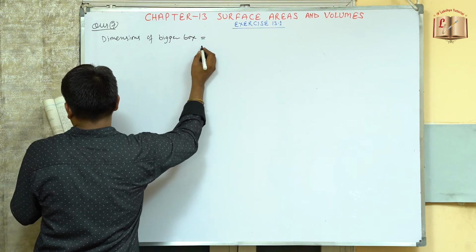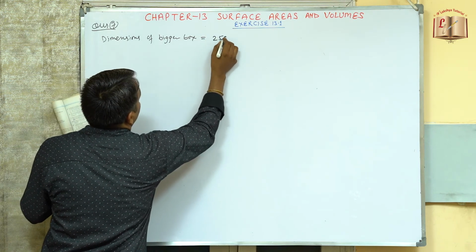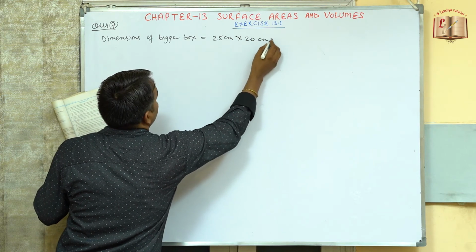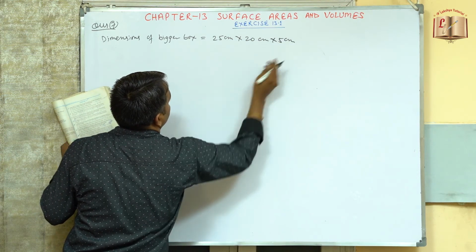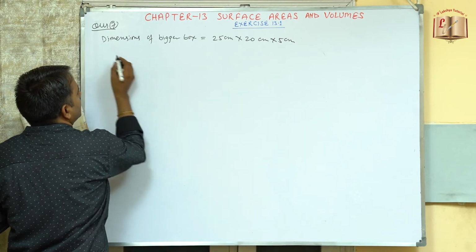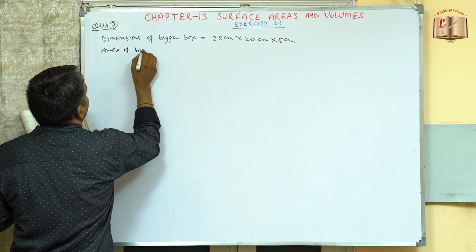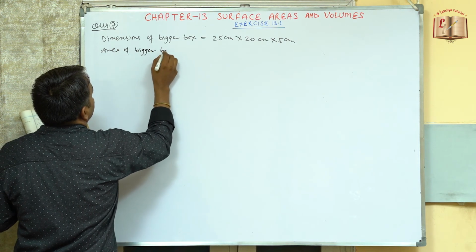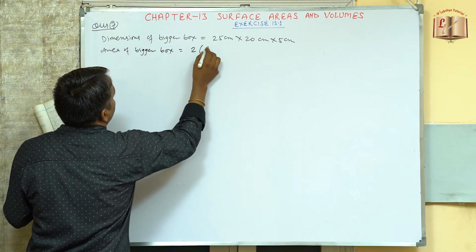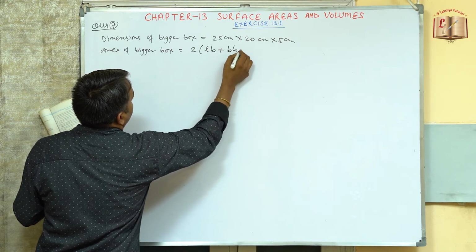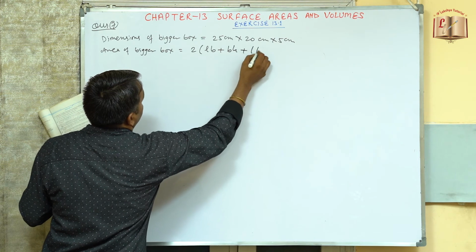The dimensions of the bigger box are given: 25 centimeter into 20 centimeter into 5 centimeter. So first of all we'll find out the area. So area of the bigger box will be equals to 2 times length into breadth plus breadth into height plus length into height.